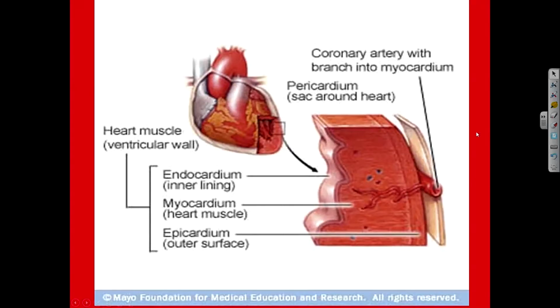So if we look at a section through the wall of a heart, the innermost layer is the endocardium, analogous to the innermost layer of blood vessels being the intima. The middle layer, the muscle layer, is the myocardium, analogous to the middle layer of blood vessels being the media. And the outer layer is the epicardium, analogous to the outer layer of blood vessels being the adventitia. That's the three layers. And then the whole heart sits in a sac, and the outer wall of the sac is called the pericardium.